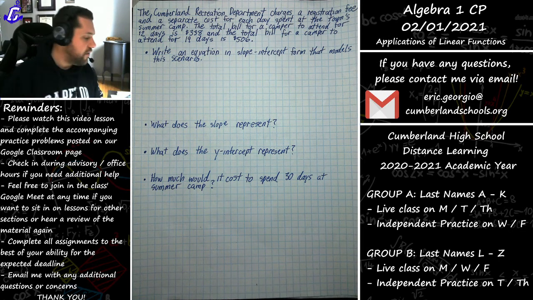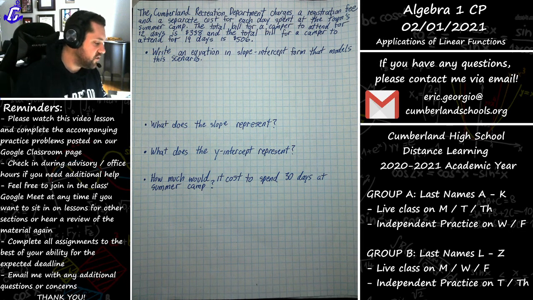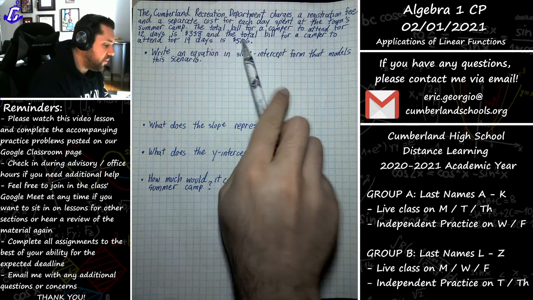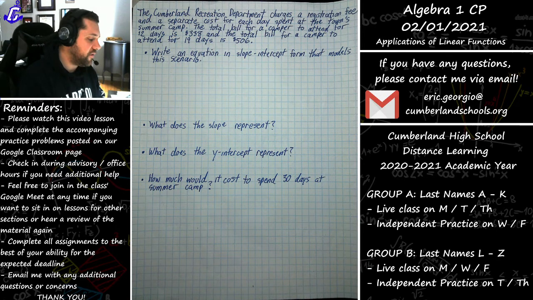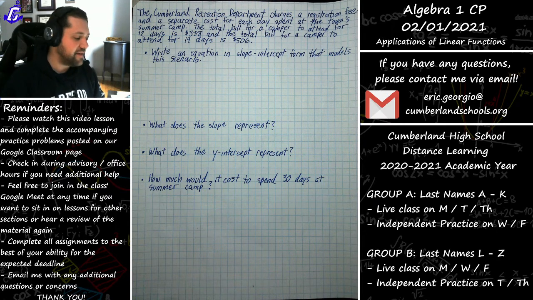It states, the Cumberland Recreation Department charges a registration fee and a separate cost for each day spent at the town's summer camp. The total bill for a camper to attend for 12 days is $338, and the total bill for a camper to attend for 19 days is $506. Well, darn. If you notice right away, we're not given this rate. We're not saying, oh, the cost per day is this and the registration fee is this. That would make it really easy to figure out what my y equals mx plus b function should be. However, we are given enough information to find that.